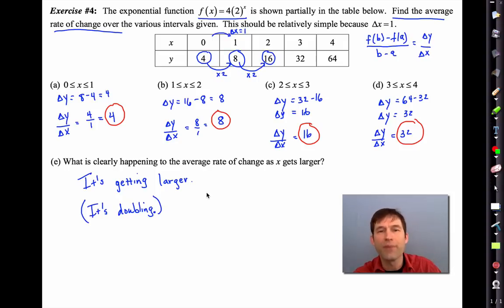So this is kind of cool. If this had been a linear function, that average rate of change would have remained the same the entire time, but it's not. It's an exponential function, and not only is it not remaining the same, it's getting larger, kind of in leaps and bounds. All right, I'm going to clear out the text, so pause the video now if you need to.